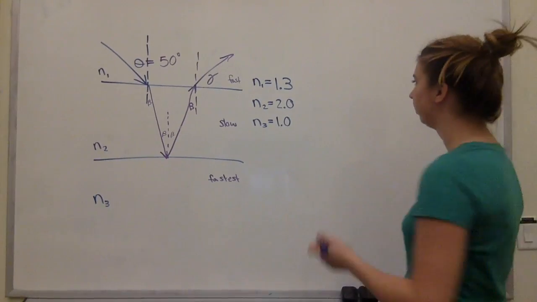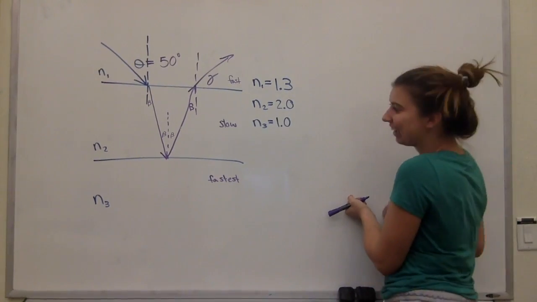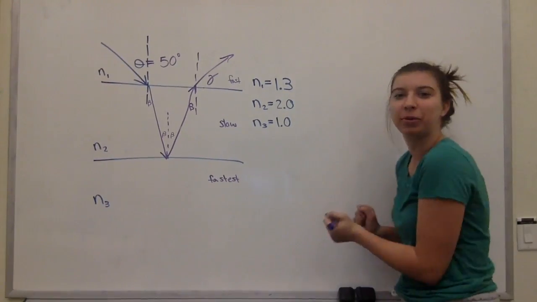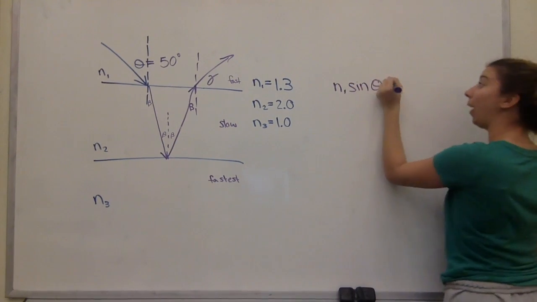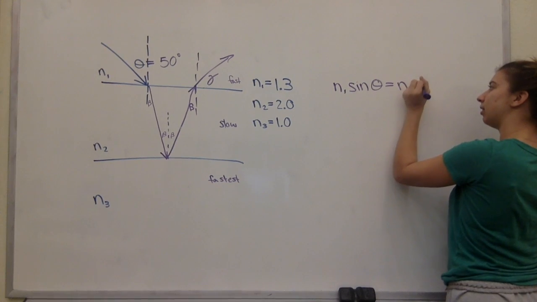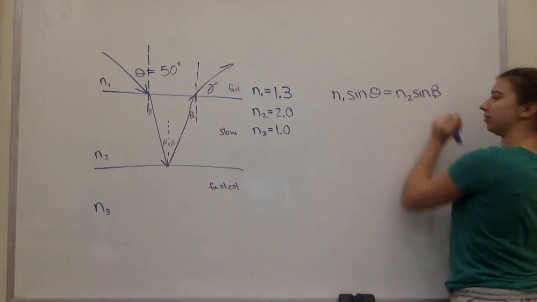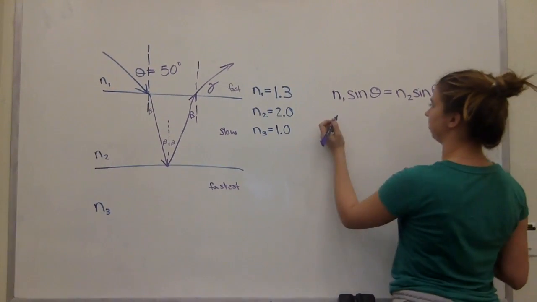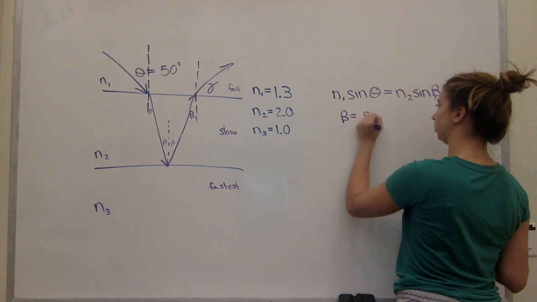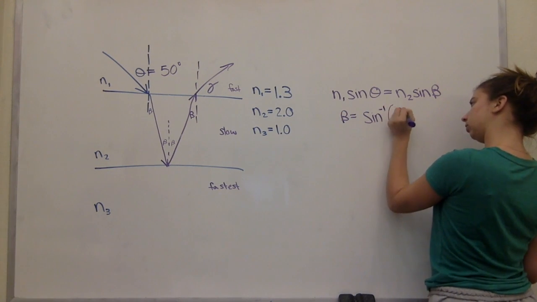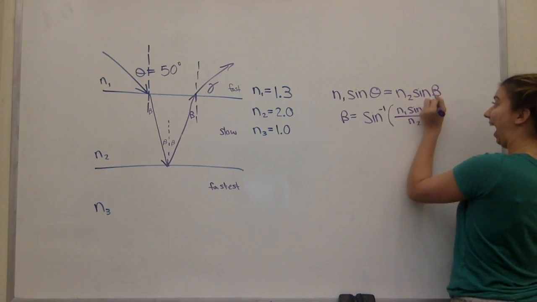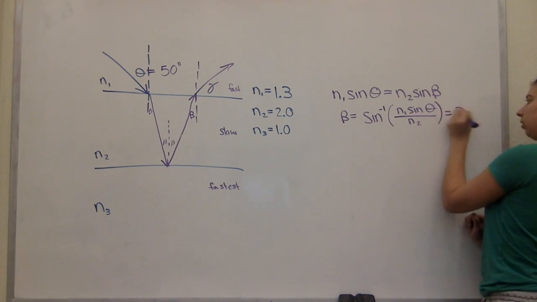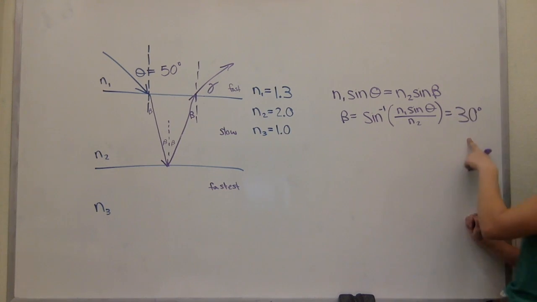For part B, we're asked to find, when theta is the value you calculated in part A, the angle at which the light re-enters n1. So we will find that n1 sine theta is equal to n2 sine of beta. Since we already solved for theta, we can solve for beta. Beta is equal to the inverse sine of n1 sine theta over n2, which is equal to 30 degrees.